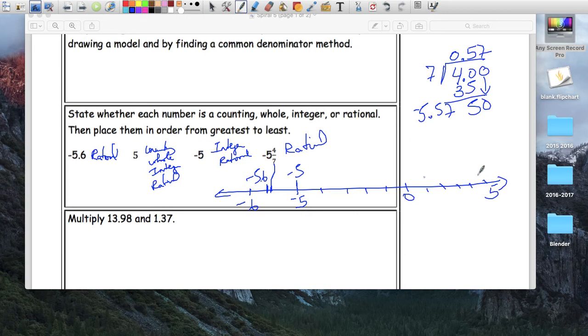So in order from greatest to least, the greatest number is 5. The second greatest number is -5. The third greatest number is -5 4/7. And the smallest number of all of them is -5.6. Okay?